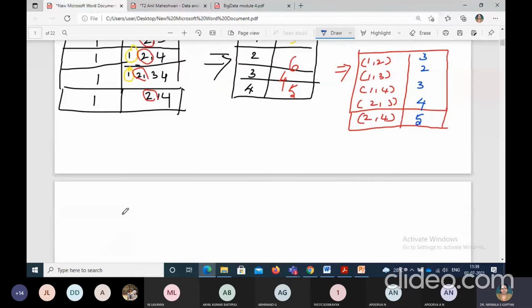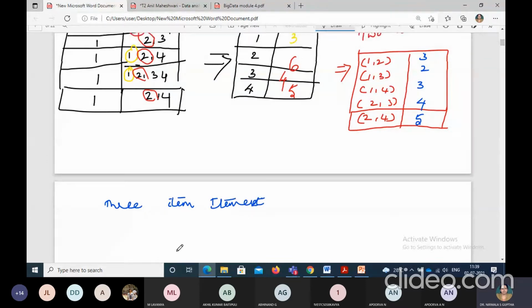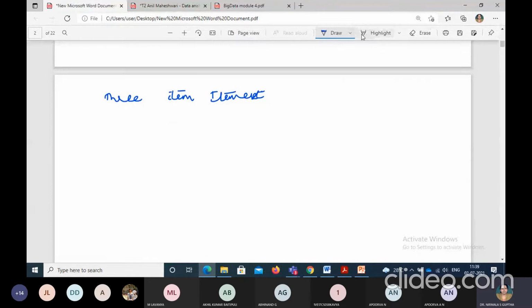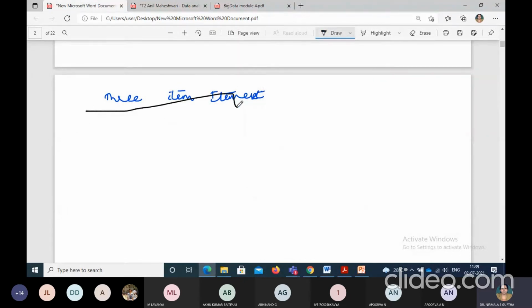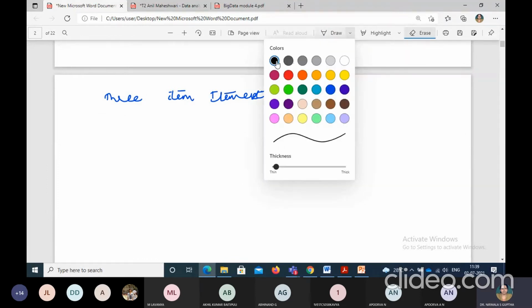So next, what is the next step we are supposed to do? Next higher order item set. So we need to compute the 3 item set. So let me take the other color. Let us go back to black. Okay, sorry. Okay, so let me take this.